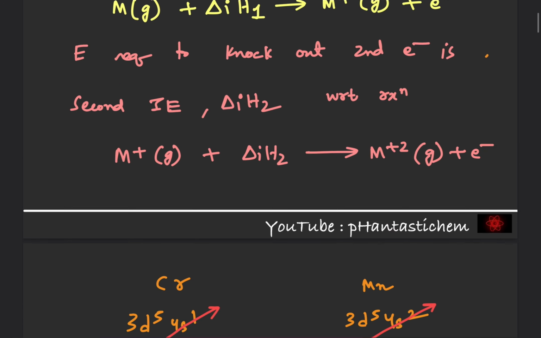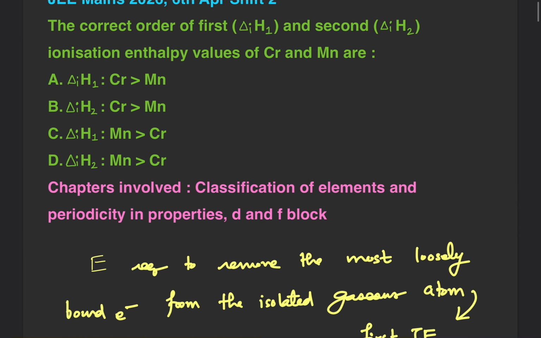Okay, so therefore out of the four statements, statement B is correct. That is, the second ionization energy of chromium is more than manganese, and the third statement C is correct. That is, the first ionization enthalpy of manganese is more than Cr. Okay, so these two are the correct options. Okay, thank you.